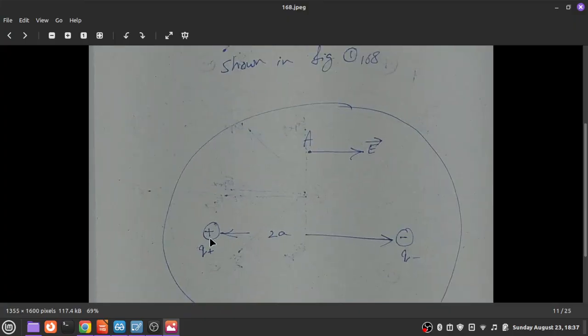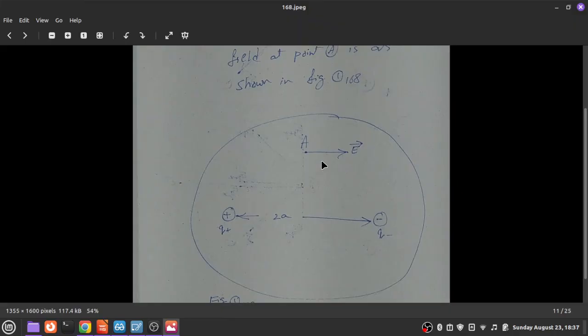So a dipole is shown here, with positive and negative charges, one is Q plus, another one is Q minus. The surprising point is that the distance between the two charges is indicated as 2a, but not a. So point A is a point on the middle plane of the dipole, and at that point, the electric field is towards the right, along a horizontal line.